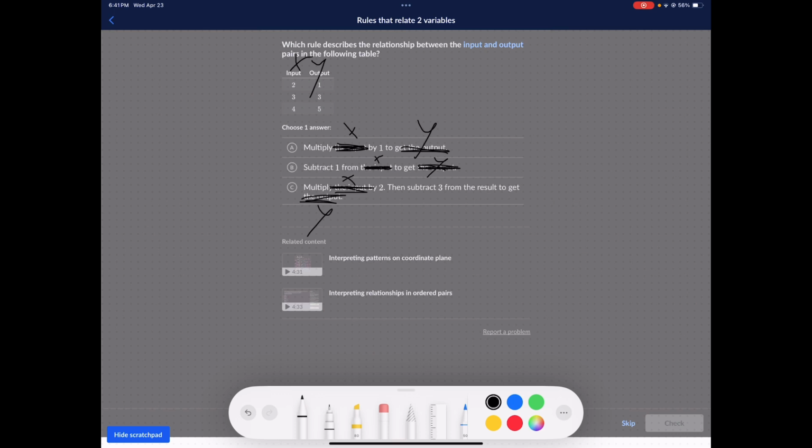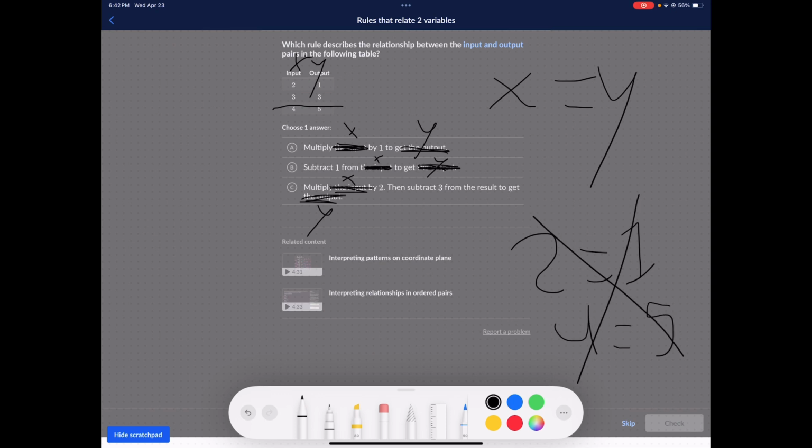So let's try it out. Multiply x by 1 to get y. So let's see here. It's saying that x by 1. And what is anything times 1? It's just itself. So here it would just be x. They're basically saying that, hey, x is y. And while that's true for 3 and 3, it's not true for the other ones. 2 is not equal to 1, and 4 is not equal to 5. So these are incorrect, which means that A is wrong.